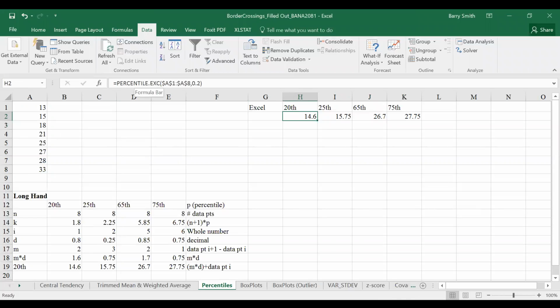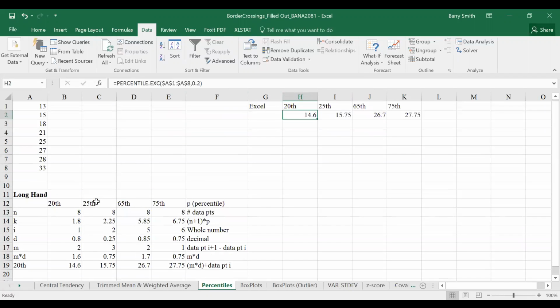So we do the percentile.exc, highlight the data. It's going to be in this format. I put the $ in because I'm just going to copy everything over to the next ones, and all you have to do then is change what percentile. So for the 20th percentile, you put the 0.2. For the 25th percentile, you put 0.25, and then 0.65 and 0.75, and that is the position that's the 20th percentile, and the 25th, and the 65th, and the 75th.